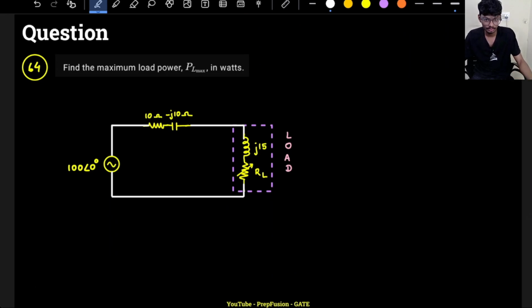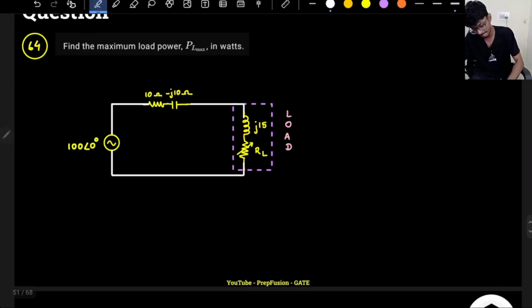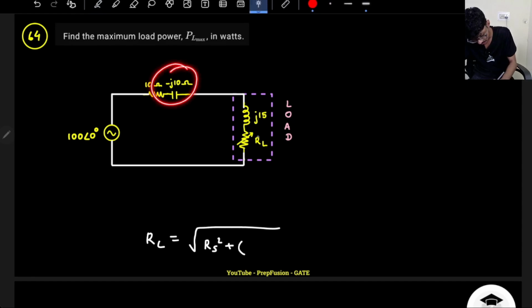So we had to find the value of PL max, the maximum load power. Okay, so how do you find it? Here only your RL is variable, and whenever only RL is variable, what was the formula? I hope you remember, right? It is basically the magnitude of RS whole square plus the reactive part. So remember, take care of the signs. Make sure you write the signs properly.